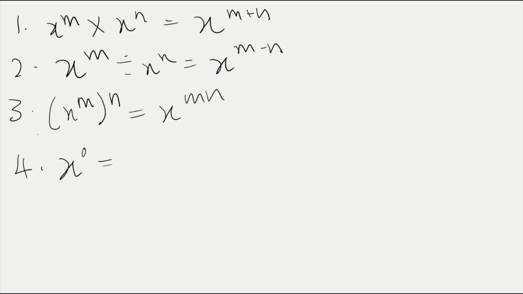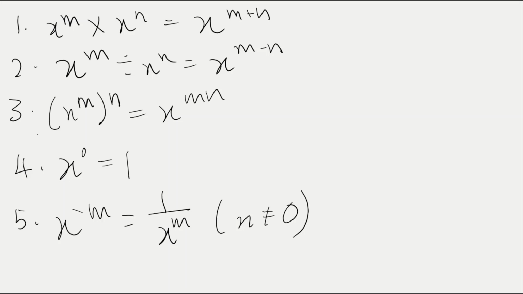x to the power of 0 gives you 1. Any value to the power of 0 equals 1. Lastly, x to the power of negative m gives you 1 over x to the power of m. That's on the condition that x is not 0. Because x to the power of 0 is still 1.